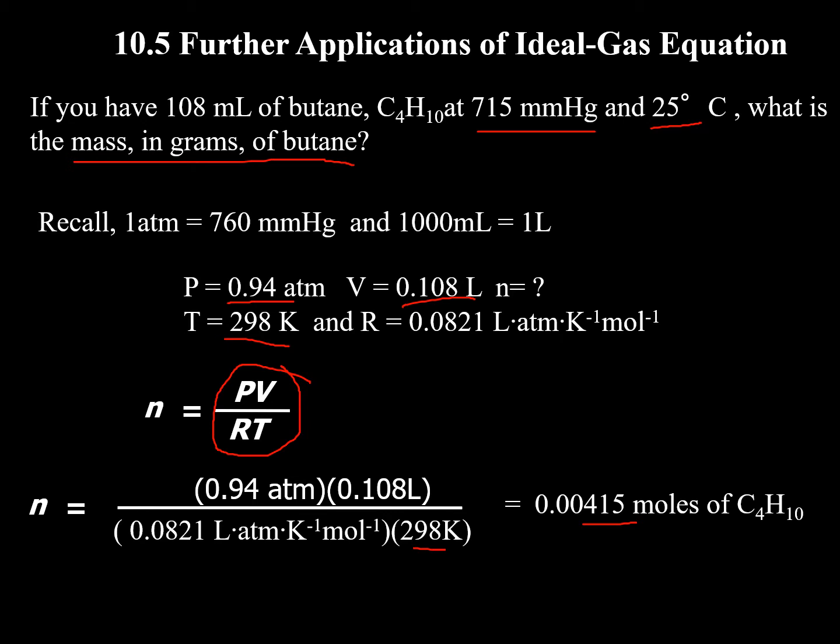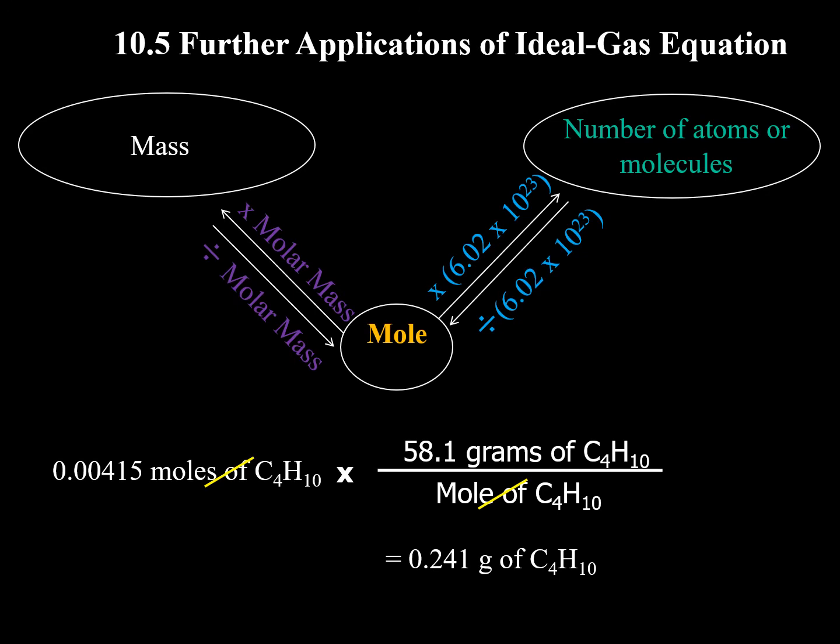If you remember, if you have the moles and you want to convert it to mass, you need to find the molar mass of C4H10. So we have the moles in the previous slide. We want to find the mass, the molar mass of C4H10. So what do we need? We need our periodic table. So from the carbon, 4 times 12 is 48, plus 10 times 1, we get a molar mass of 58.1. So when we multiply that out, we get 0.241 grams of C4H10. Again, this is our roadmap. We have the moles. We want to find the mass, so we multiply by the molar mass.